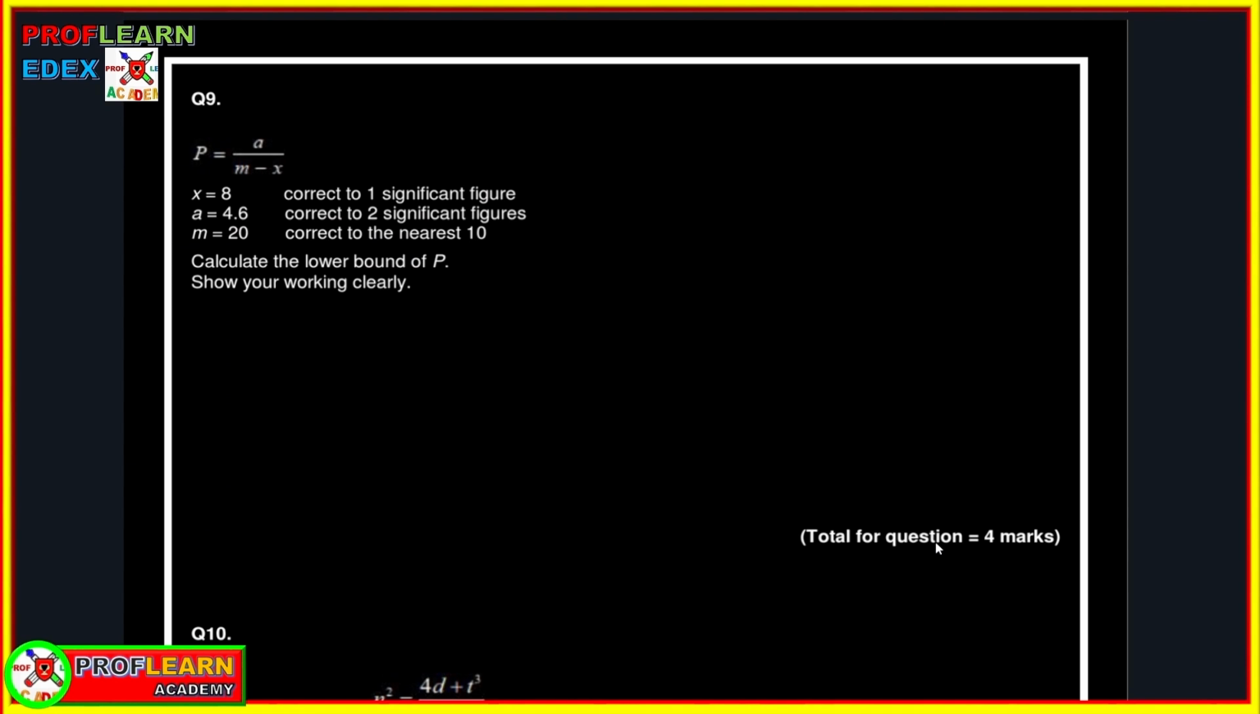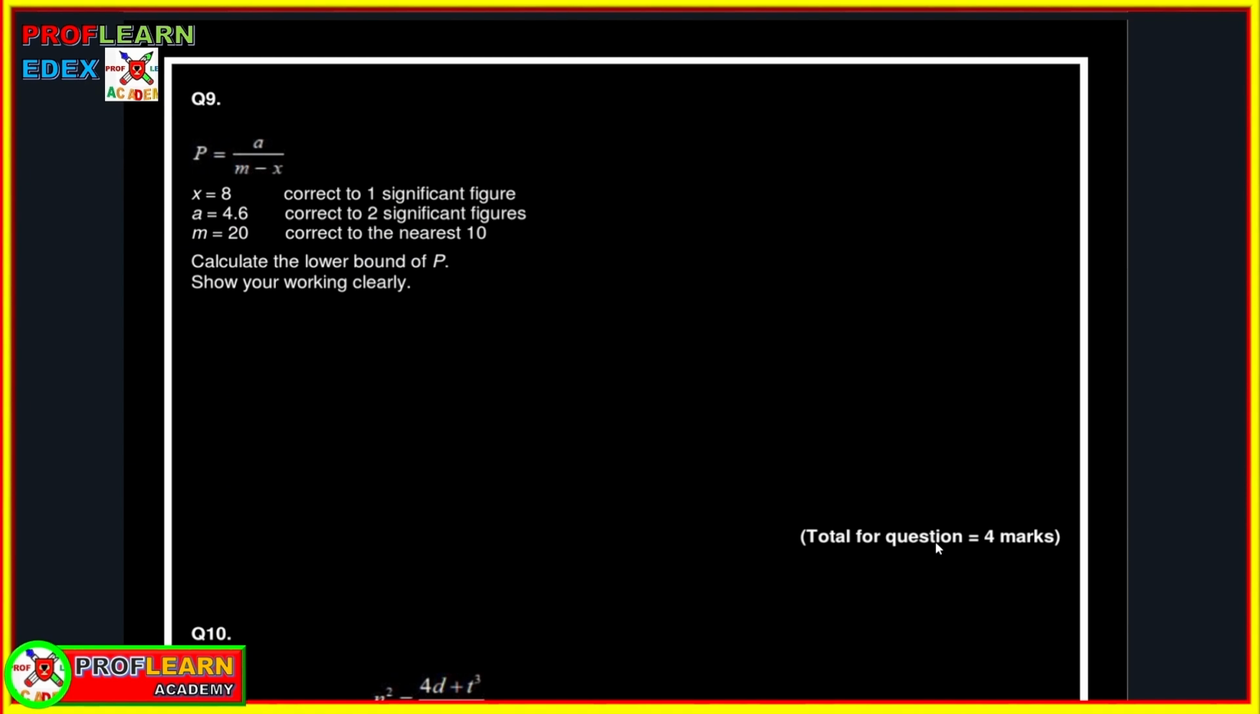You'll be given a question to do with upper and lower bounds. The most important thing we need to know is how to find the upper bound and the lower bound. To do that, you check the accuracy given: correct to 1 significant figure, correct to 2 significant figures, and correct to the nearest 10.